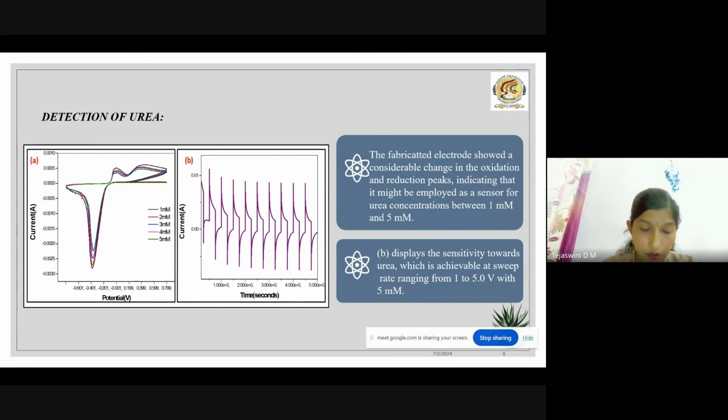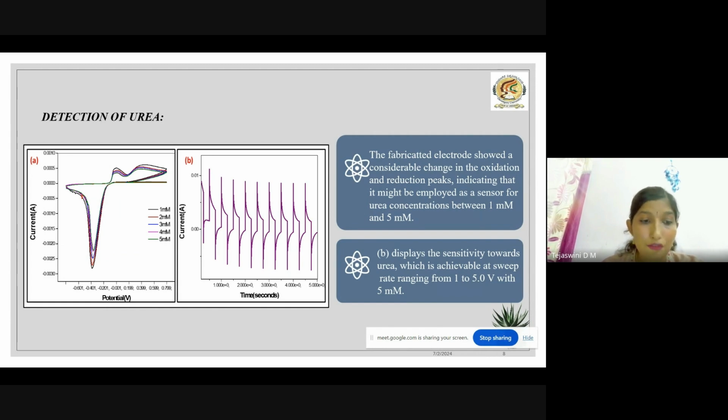The constructed electrode shows a considerable change in the oxidation and reduction peak, indicating that it might be employed for sensing of urea in the concentration range from 1 mM to 5 mM, where the electron gain at the cathodic peak of minus 0.019 volts, as well as the broad peak at 0.47 volts, is followed by the electron loss at minus 0.4 volts as an anodic peak for the bismuth zinc ferrite nanostructure synthesized using aloe vera as a fuel.